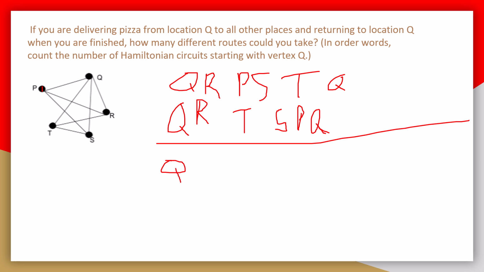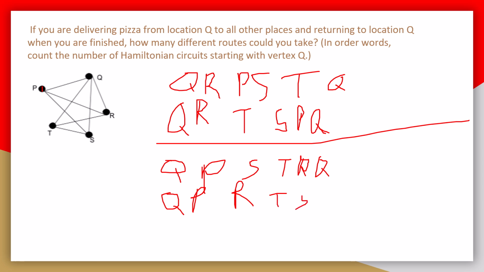Now let's go QP. P can go to S or R, so there will again be 2 options, QPS and QPR. If it goes to S, then it has to go T, R, Q. You can just sort of eyeball this mostly. And if it goes QPR, then it goes T, S, Q. Right now we have 4. I'm just going to erase all this so that we can continue.